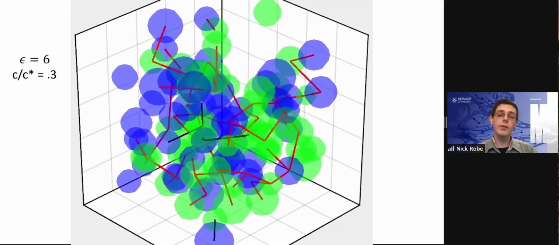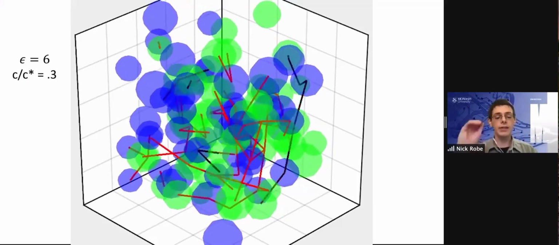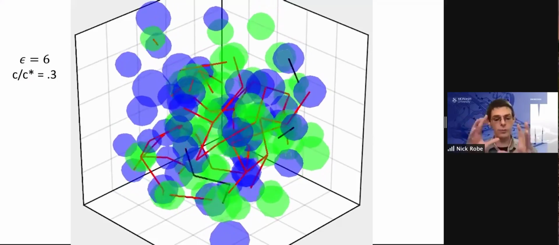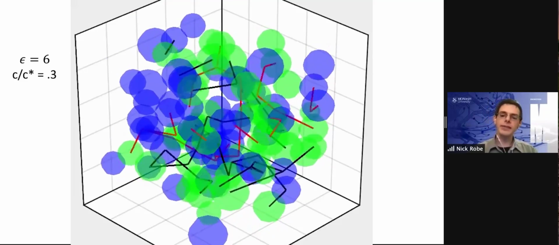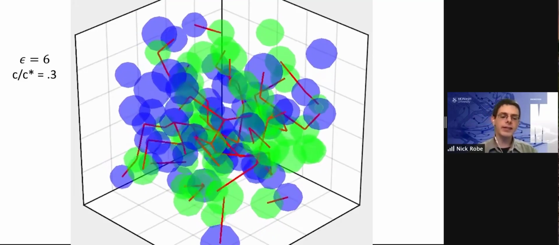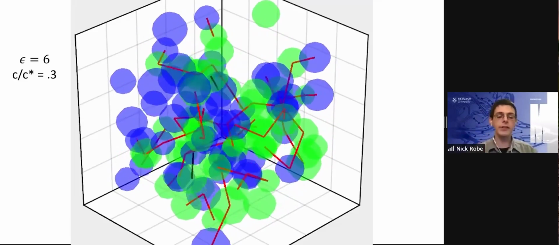So if you notice a black bond, then that one is not actually connected to the largest component in the system. If you happen to notice a red bit that doesn't look like it's connected, that's because I haven't drawn the bonds that wrap around the periodic boundary conditions in the system.